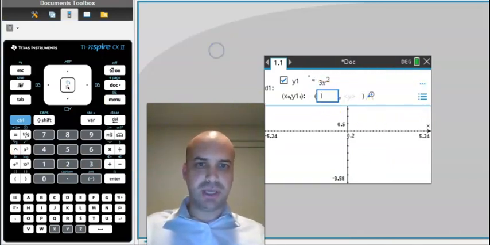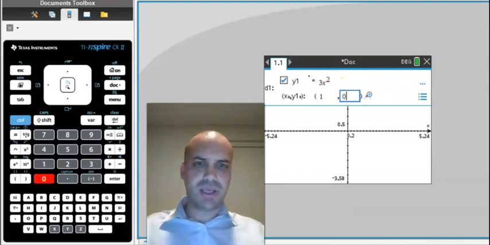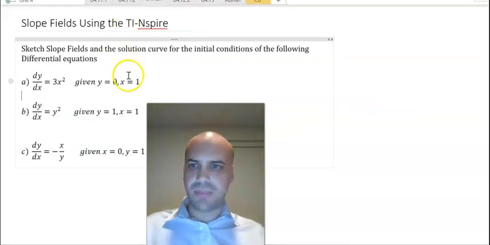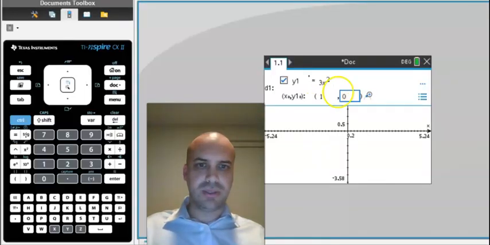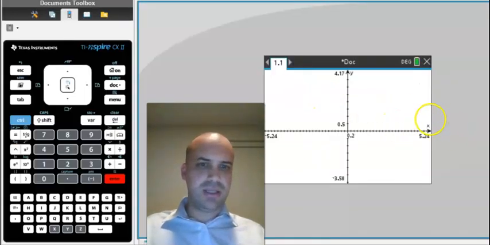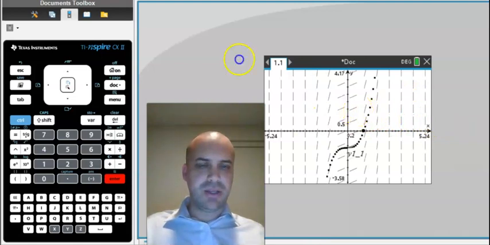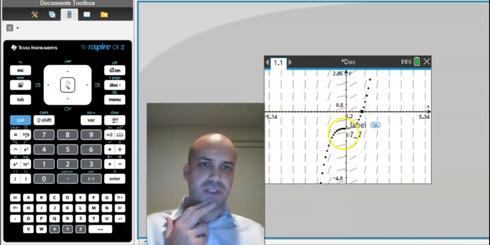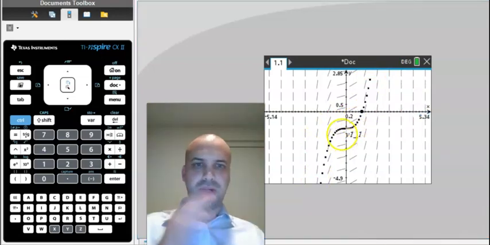All right, so menu, graph a differential equation, y dash equals 3x squared, and then I'm going to go into my initial conditions here. Now I said x equals 1 and y equals 0, I believe, was our initial condition. Okay, and enter. All right, and you can see what's happening here. We're getting the slope field, but we're also getting this dotted curve here. This is the actual solution. All right, so that's our first one.